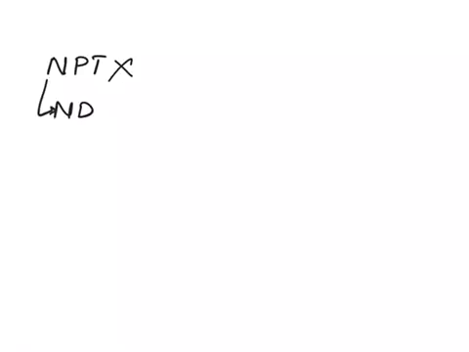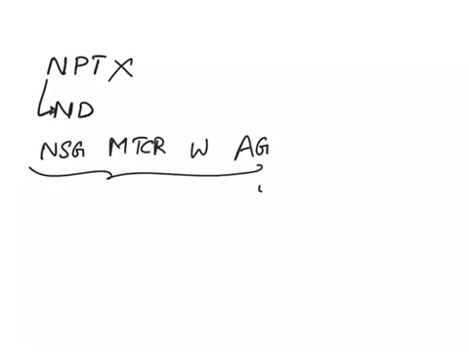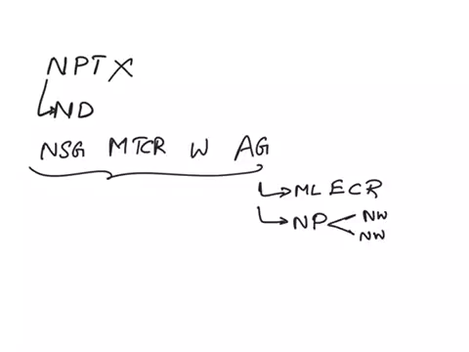And the next ones are the NSG, MTCR, Wassenaar and the Australia Group. All these are multilateral export control regimes, and all these seek to prevent nuclear proliferation, meaning the spread of nuclear weapons and nuclear weapon technology. All these are to prevent these two, nuclear weapons and nuclear weapon technology, but through different ways.